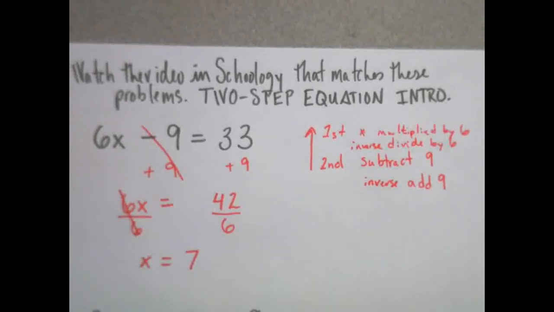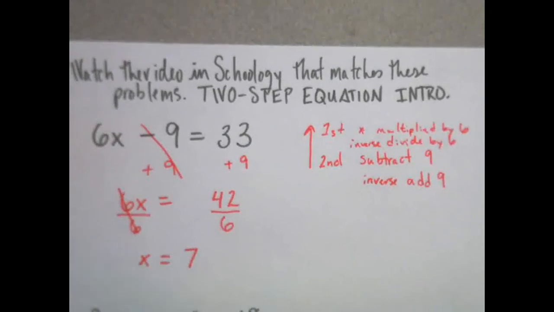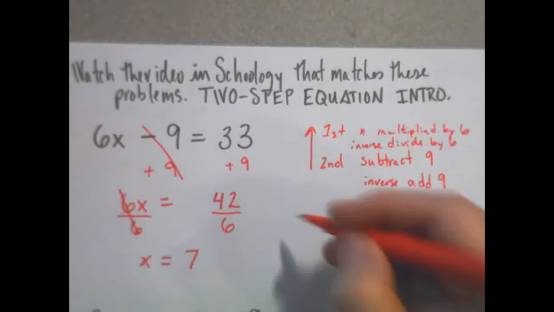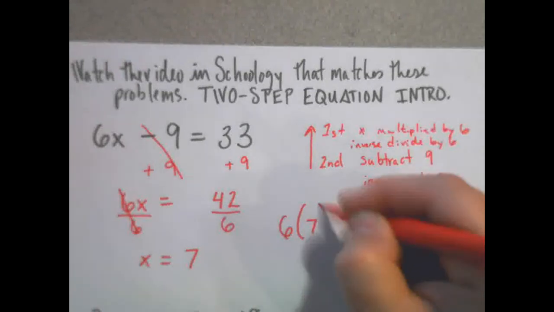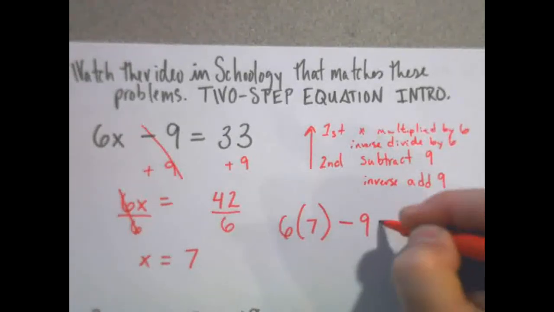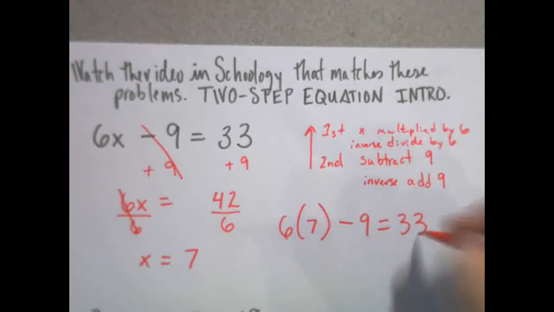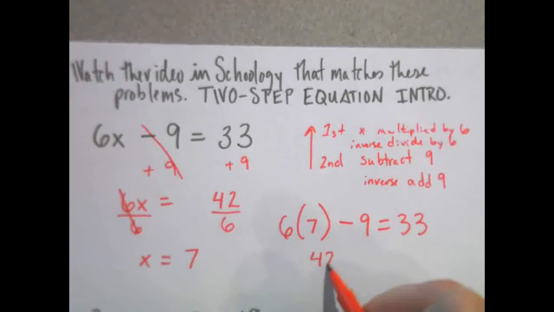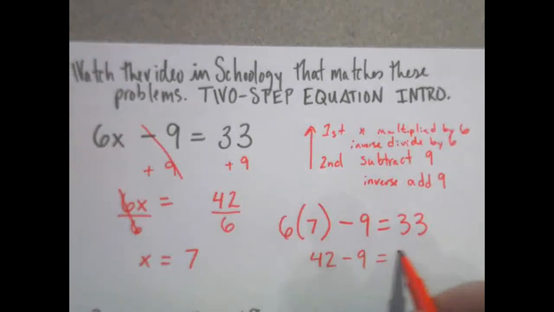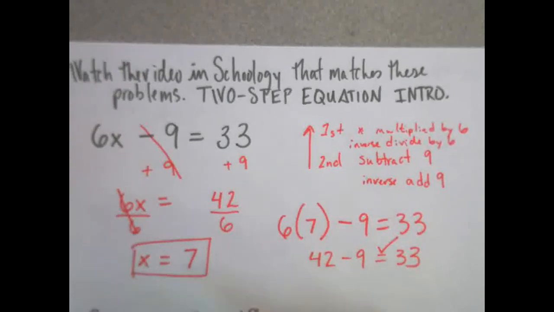Now, again, I like to check my work, so I'm going to do that. If you're telling me x is 7, I'm going to put it into my equation and see if it's a true statement. Okay? 6 times 7 is 42. 42 minus 9 is 33. That's a true statement. x is 7.